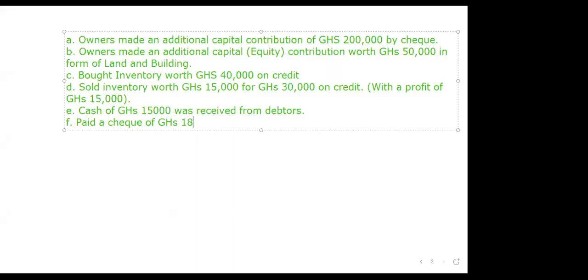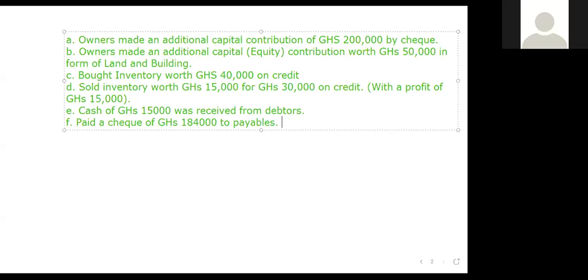184,000 to payables. Okay, so that is it. As simple as that. Paid a check of 184,000 to payables. Okay, let's look at G.